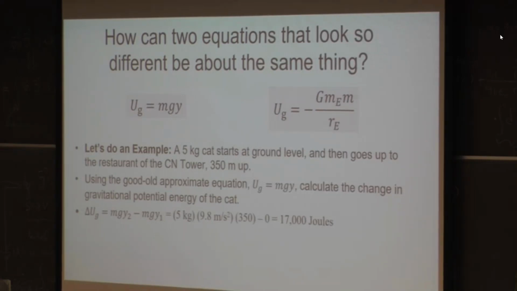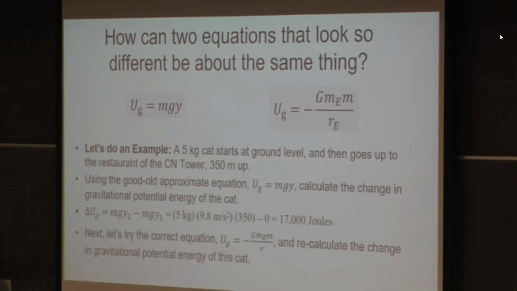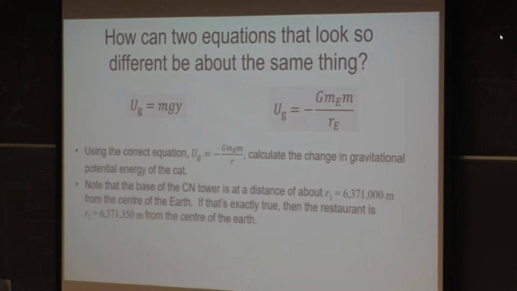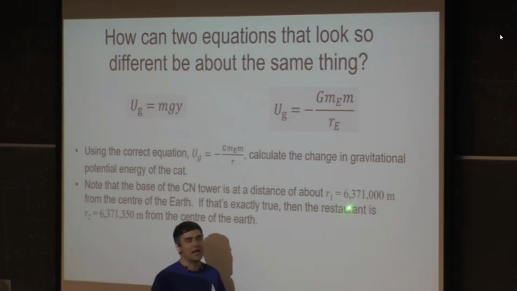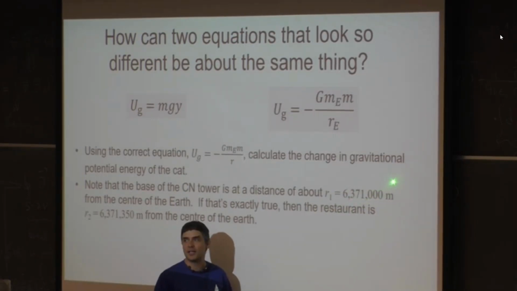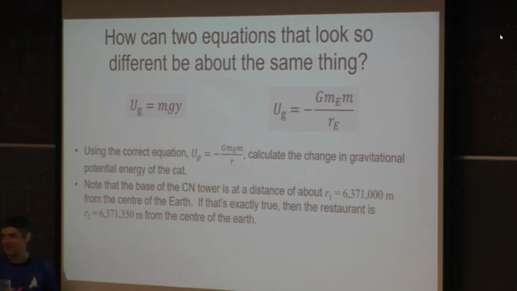So we're going to try to do that same calculation now, see if we get the same 17,000 joules, but we're going to use this crazy equation instead. It doesn't look good to me, especially because of that negative sign, but we can try it. Okay, so this is the tricky part. R1 is now the distance of the cat from the center of the Earth at the bottom of the CN Tower, and R2 is the distance of the cat when he gets to the top of the CN Tower.